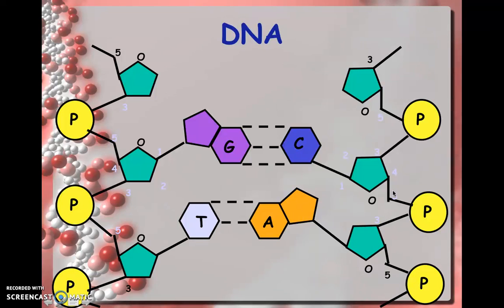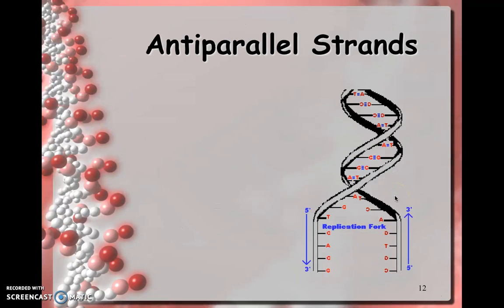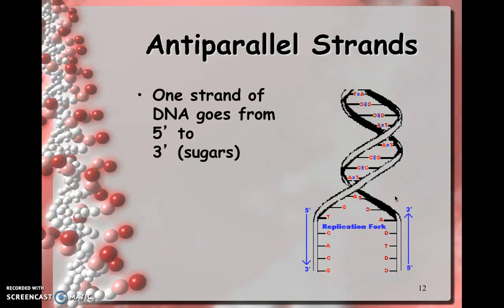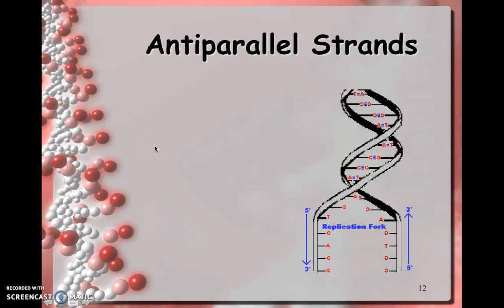Comparing the left side of sugars and phosphates to the right side of the sugars and phosphates, you may notice that they are flipped upside down. So you have, in this case, the 3rd carbon being here and the 5th carbon being here. And over here, your 3rd carbon is now here and your 5th carbon is here. This is because our DNA strands run in an anti-parallel fashion, in which one strand goes from this 5' end to the 3' end. And that is looking at these sugars.